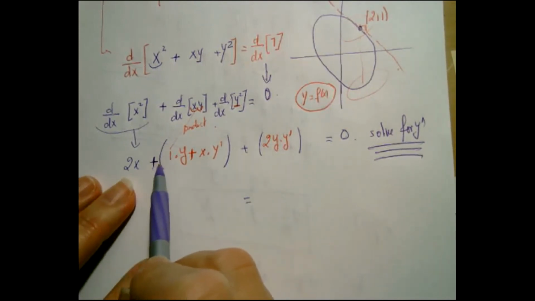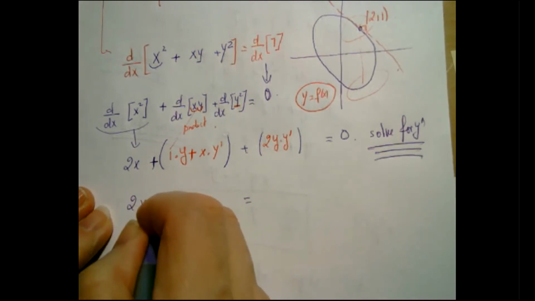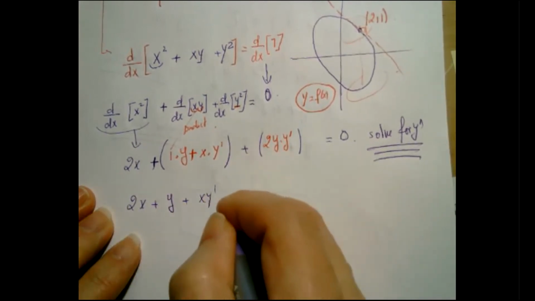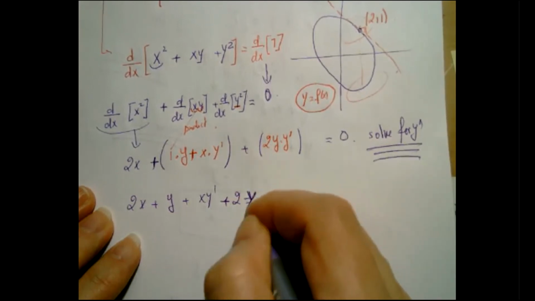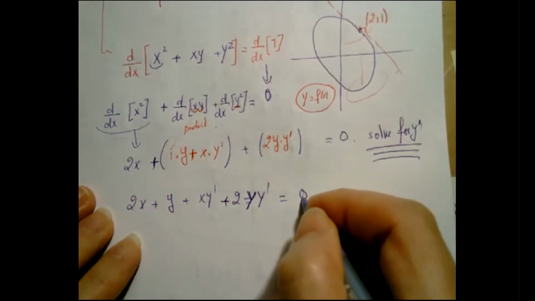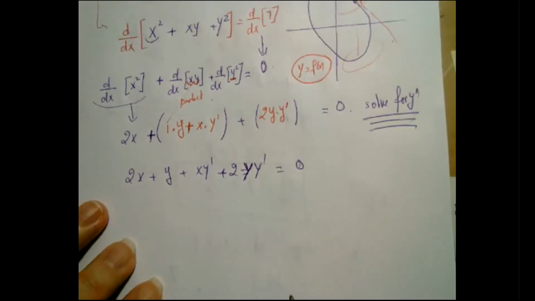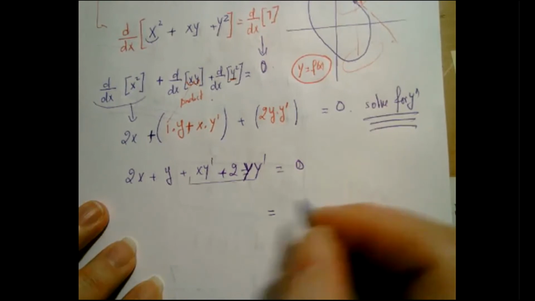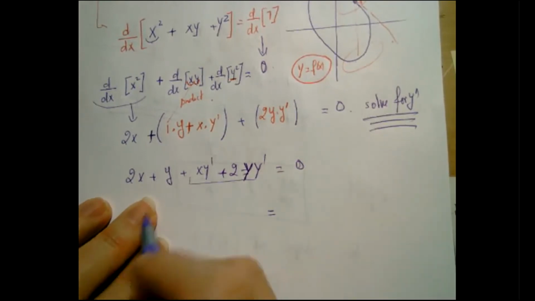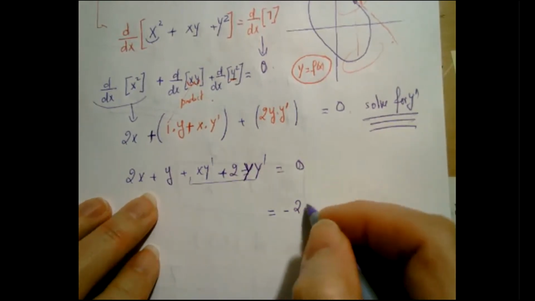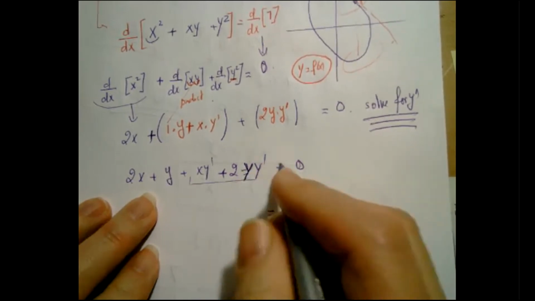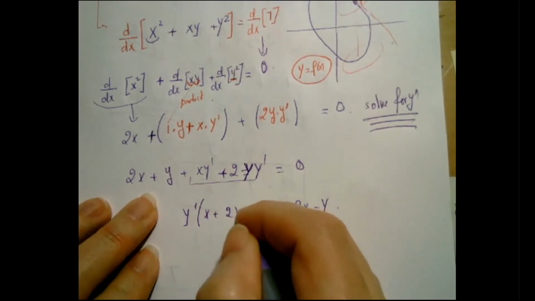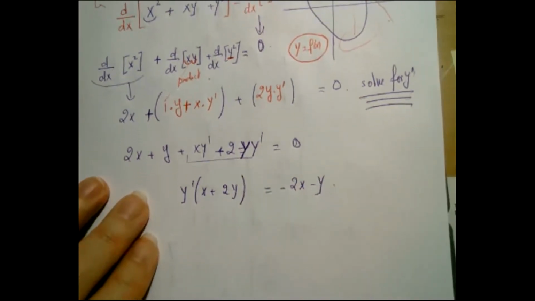I put parentheses here because when you differentiate, we have to be careful. I'm going to remove the parentheses because they don't seem to be needed anymore. Now I want to isolate, exactly, I want to solve for y prime. So everything with y prime together and the constant term on the other side. So 2x becomes minus 2x minus y, and this would become y prime times x plus 2y.